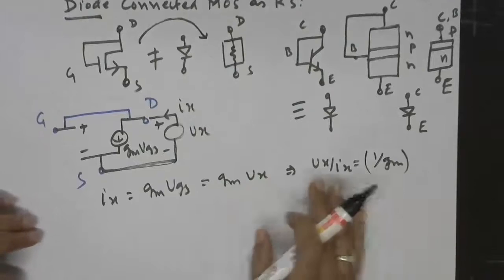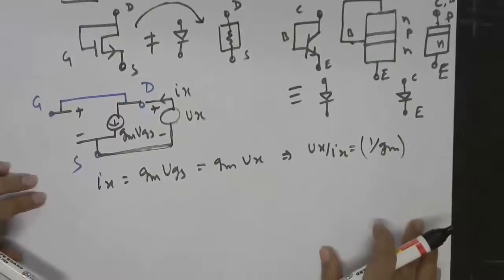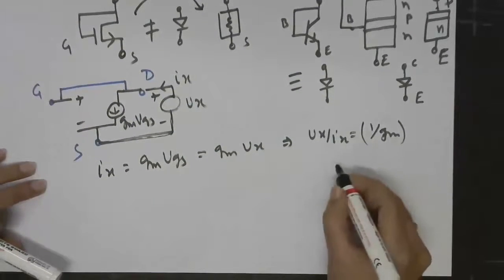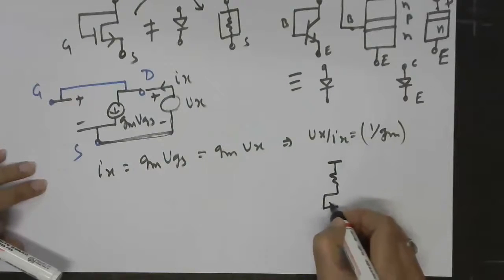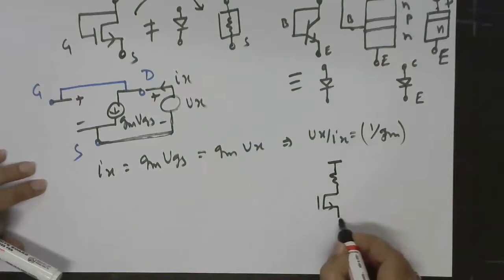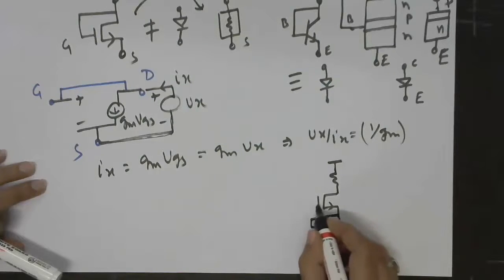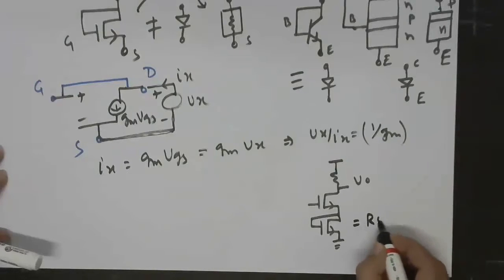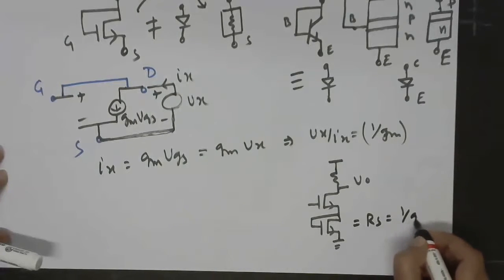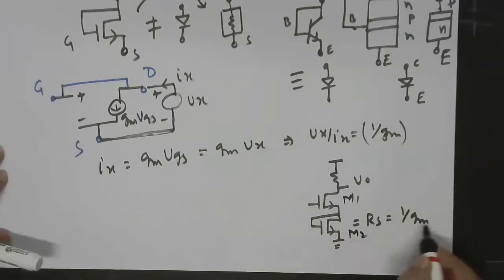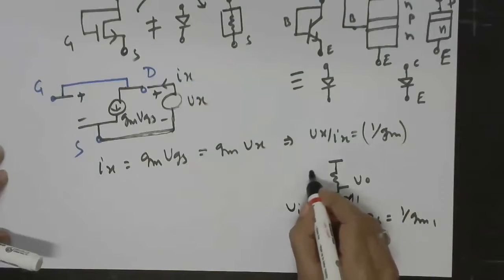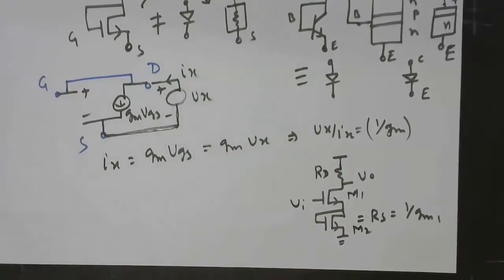So why I pointed out this application of MOS is that now in the common source configuration, you can put a MOS in place of the RS. Like this is now equivalent to RS, and we know that its value will be given by 1 by gm. So this is say MOS 1, this is MOS 2, so this is how you can implement the degeneration in real life.